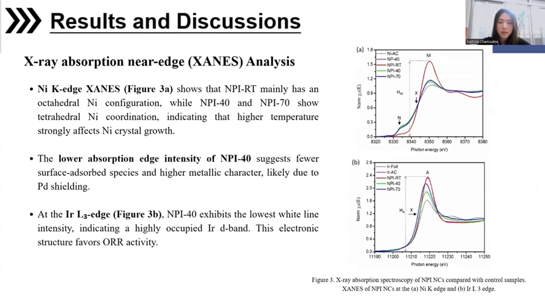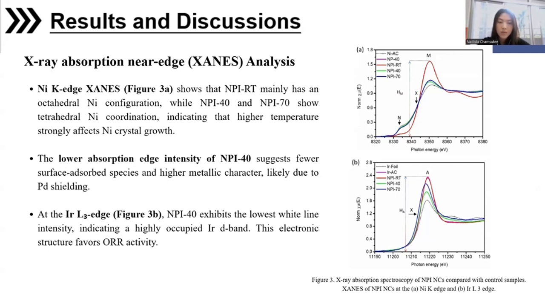The X-ray absorption near edge structure provides information about the local atomic and electronic structure of the NPI catalyst. At the Ni K-edge, shown in Figure 3A, NPI at room temperature mainly exhibits octahedral Ni coordination. In contrast, NPI at 40 degrees Celsius and NPI at 70 degrees Celsius show tetrahedral Ni coordination. This indicates that increasing the impregnation temperature strongly affects the Ni crystal growth.